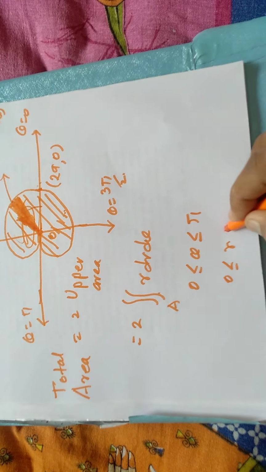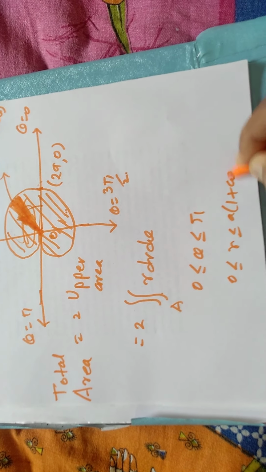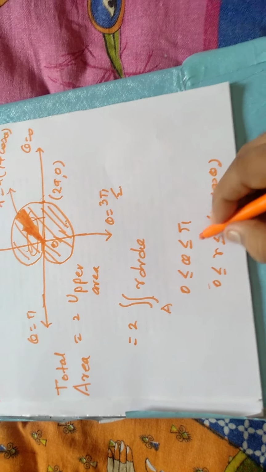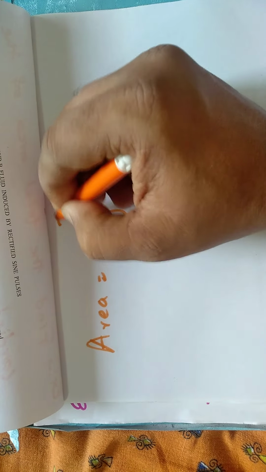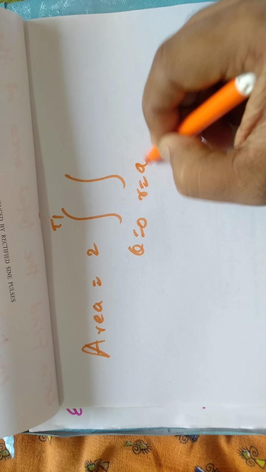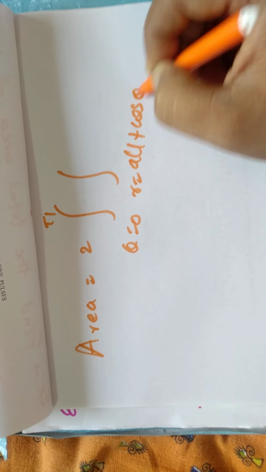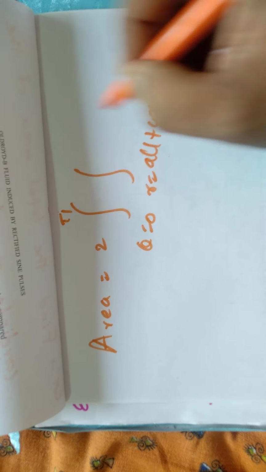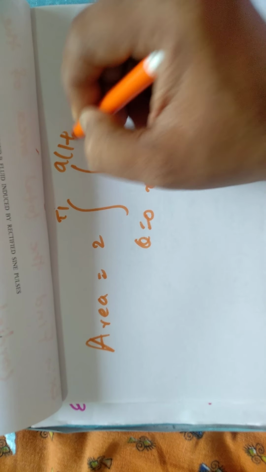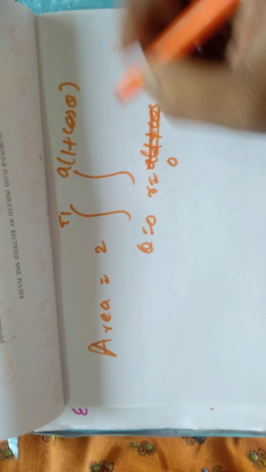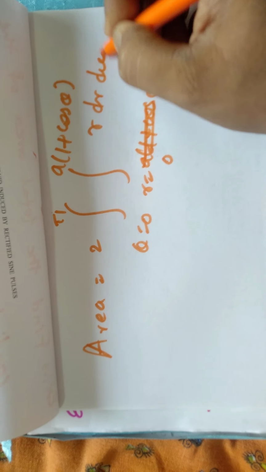So the upper limit is a into 1 plus cos theta. These are the polar limits of theta and r: 0 to pi, 0 to a into 1 plus cos theta. Okay, let us put the limits and solve the double integral now. Area, total area, is equal to 2 times theta limit from 0 to pi, and r limit from 0 to a into 1 plus cos theta, r dr d theta.